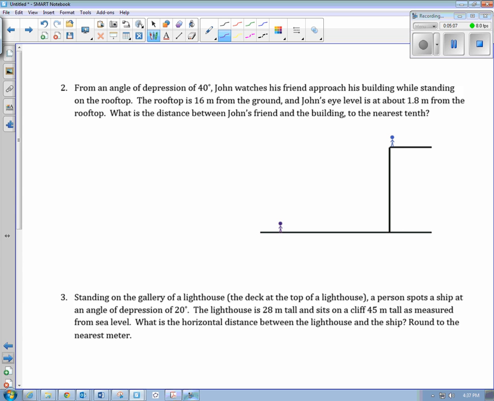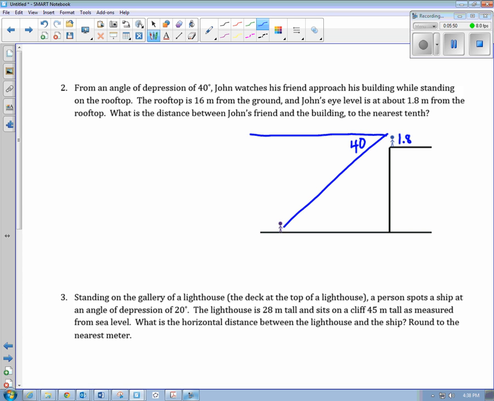Going on to the next page, perfect setup for angles of elevation and angles of depression. We can see here they're talking about John, who has an angle of depression of 40 degrees. Because of that angle of depression, I know that that angle of depression is going to occur up here at the top. It's telling me that his angle of depression is about 1.8 meters from the rooftop. So I've got a little 1.8 in here, and it says that he is watching his friend down here creating an angle of elevation of 40 degrees.